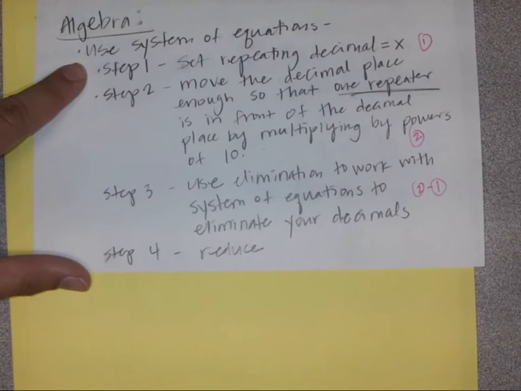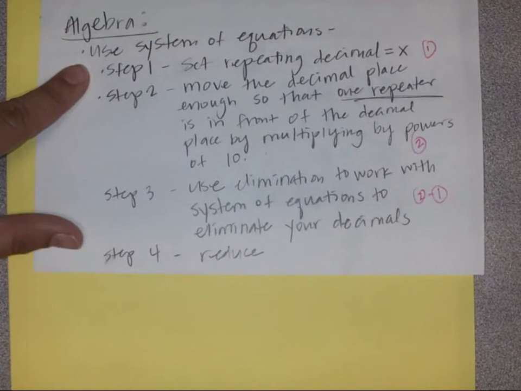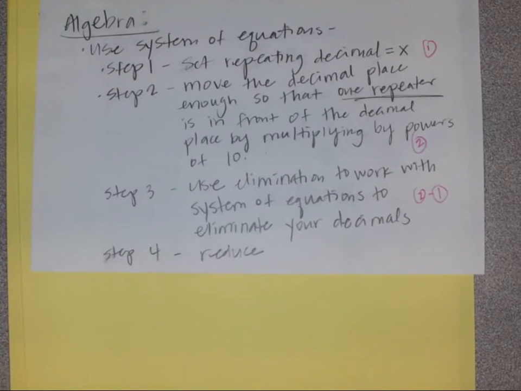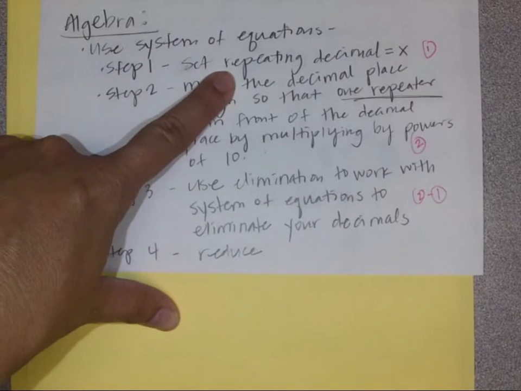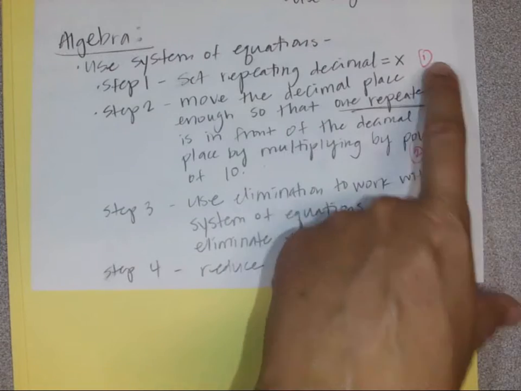The first thing, the way we do it is by using a system of equations. Just a reminder, a system of equations is when you have two equations with two different variables and you either do substitution or elimination or graphing to solve them. Okay. We are going to be using elimination when we solve them. So the first step is you set your repeating decimal equal to x, and this is called equation number 1, and that's why I have a number 1 written right there.